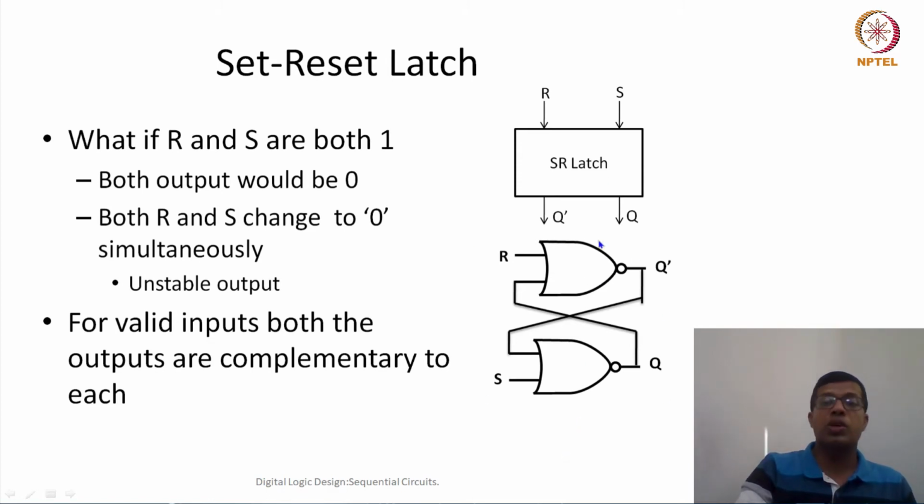Because the output is unstable, and we don't know what the final output will be after this whole process, in the case of the set and reset latch we say the input combination 1 1 is invalid. Whenever the combination is invalid, the output is going to be unknown, it is nondeterministic. That is why we should never give 1 1 as an input to a set reset latch.